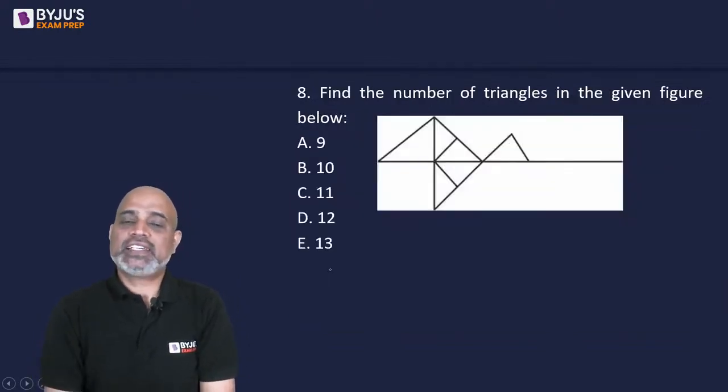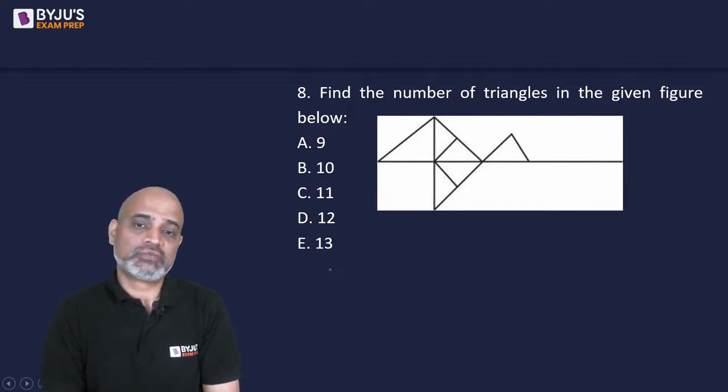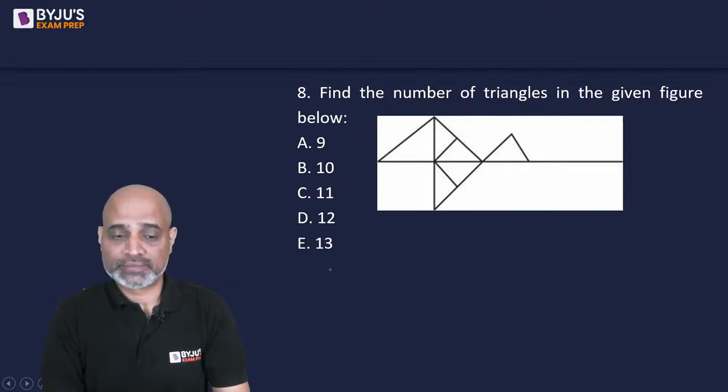Find the number of triangles in the given figure. Since this shape, not triangle, this shape is completely asymmetrical, so you will have to count it patiently.